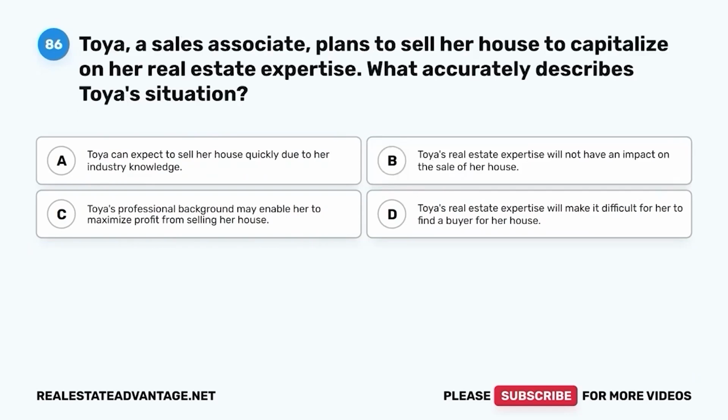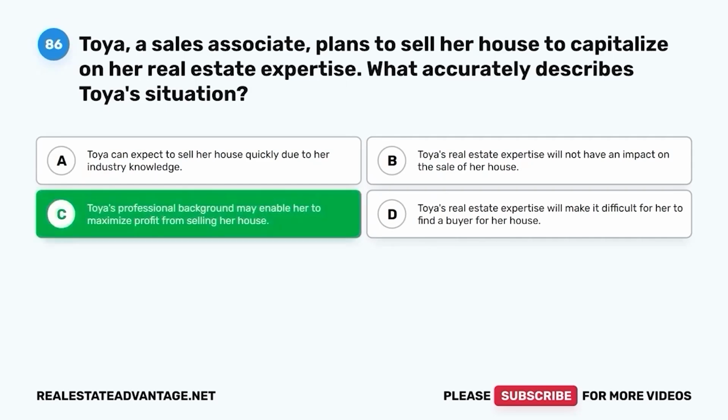Question 86. Toya, a sales associate, plans to sell her house to capitalize on her real estate expertise. What accurately describes Toya's situation? A. Toya can expect to sell her house quickly due to her industry knowledge. B. Toya's real estate expertise will not have an impact on the sale of her house. C. Toya's professional background may enable her to maximize profit from selling her house. D. Toya's real estate expertise will make it difficult for her to find a buyer for her house. The correct answer is C.